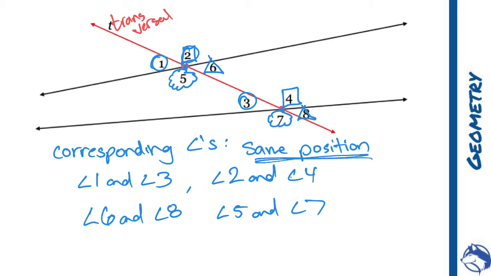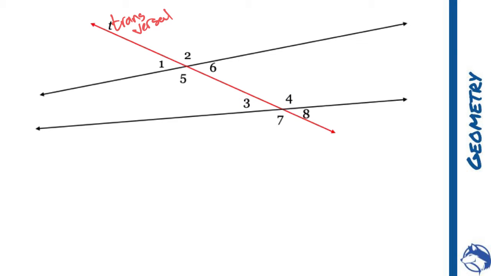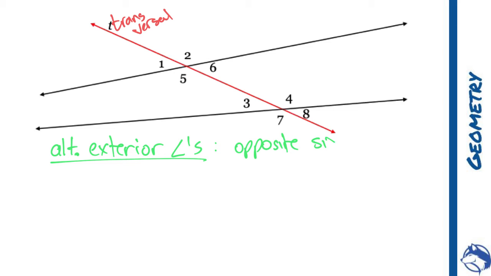Now I want to talk about a different idea. When I erase all of this, we're going to talk about a different set of angles. Now let's look at alternate exterior angles, and alternate can be abbreviated ALT. These are on opposite sides of the transversal, and they are on the outside, or the exterior.